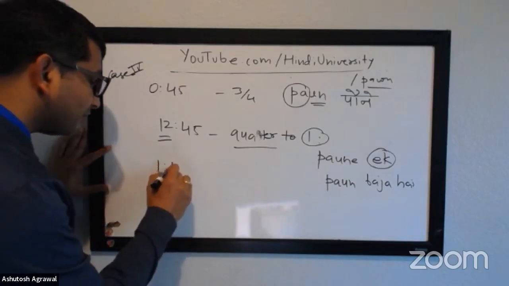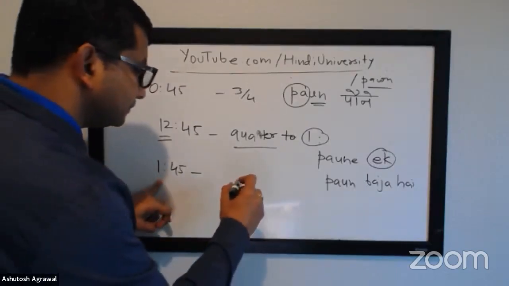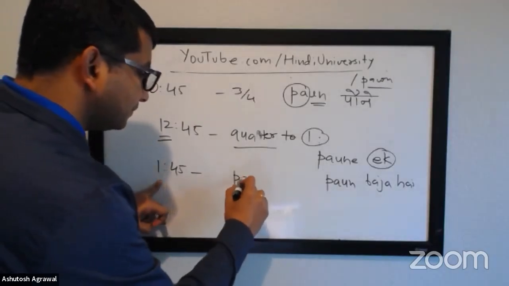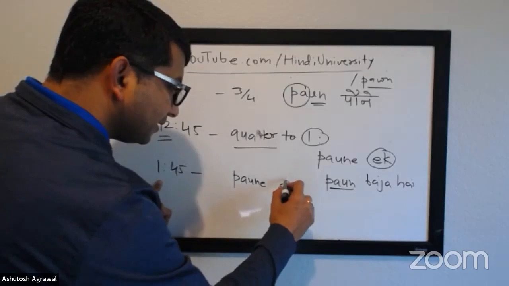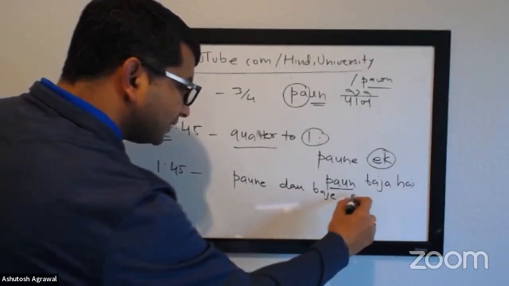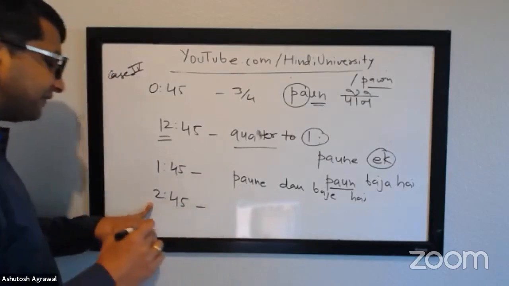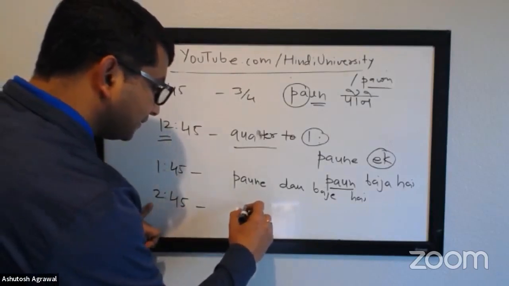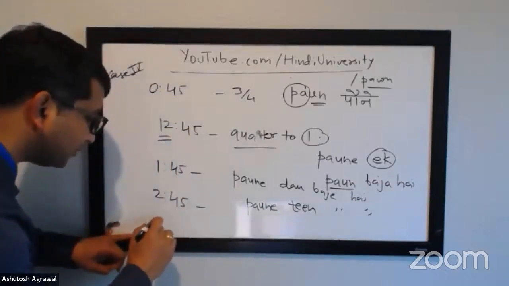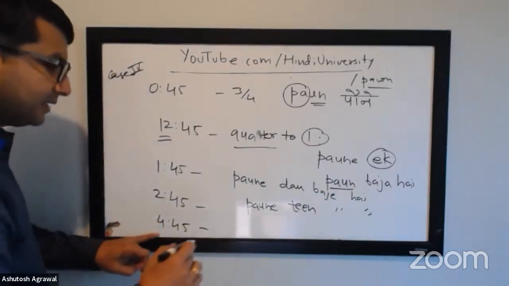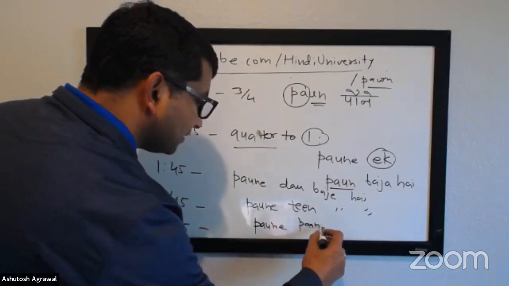Just like 12:45, if you have 1:45, what do you think? You will say pone do baje hai. Right, pone do baje hai. If it is 2:45, it would be pone teen baje hai. Okay, let's practice a little bit more. If it is 4:45, it would be pone panch baje hai. Pone panch, and then you can keep on going.